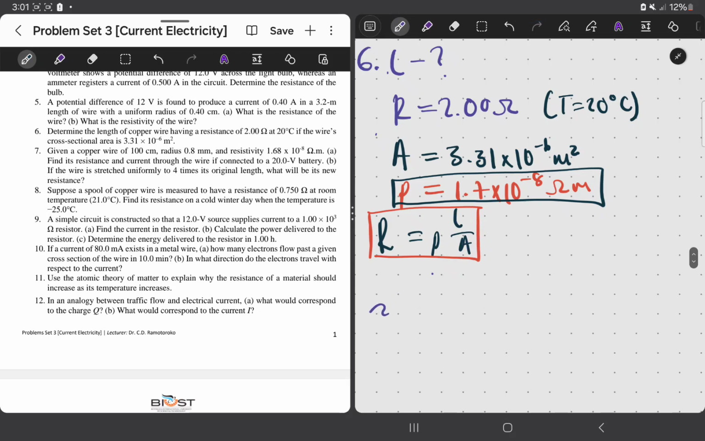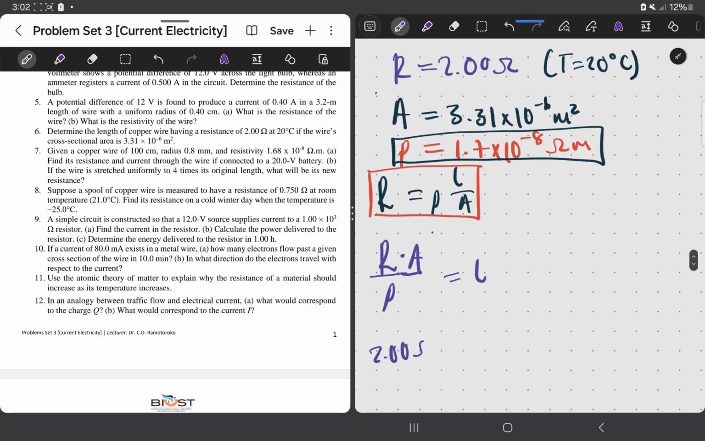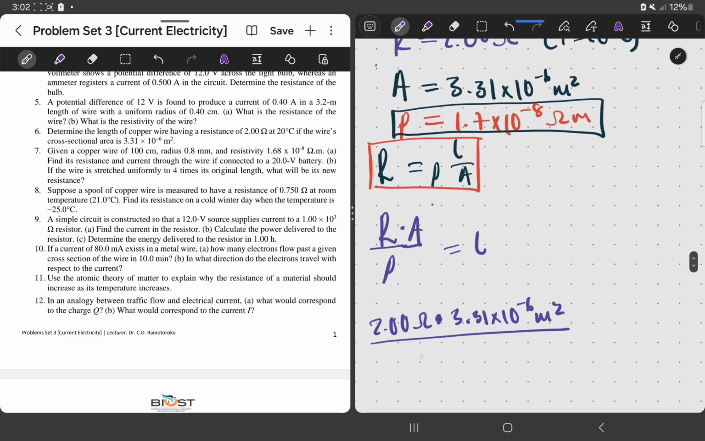Now we need to find the length. Resistivity was multiplying the length, so when it comes here, it's going to divide. Then the area was dividing, so when it comes here, it's going to multiply. So it's R times A over resistivity. This gives us L, which is going to be 2.00 ohms times the area, which is 3.31 times 10 to the negative 6 square meters, divided by rho, which is 1.7 times 10 to the negative 8 ohm meters. This will give me the length.